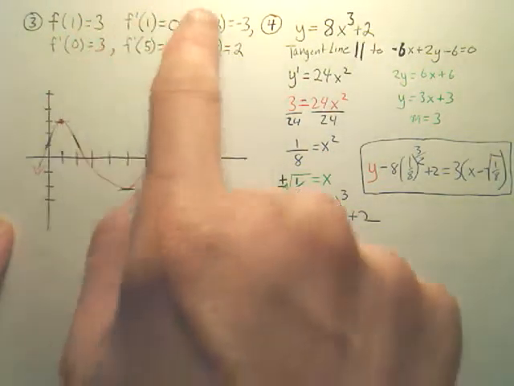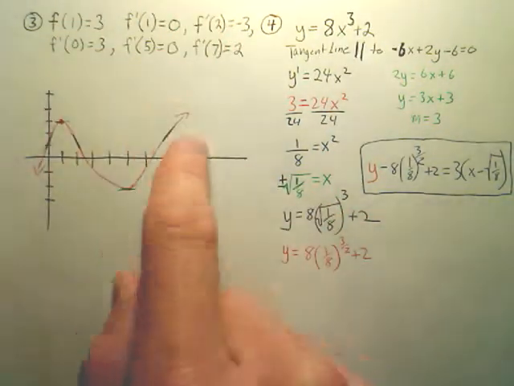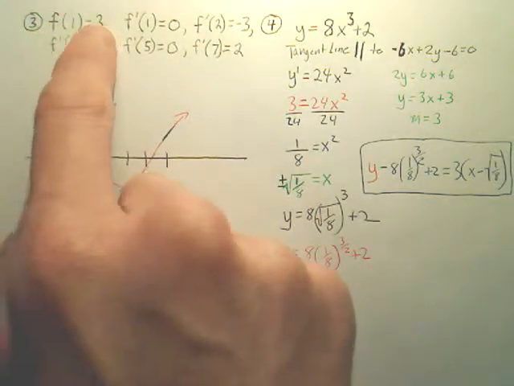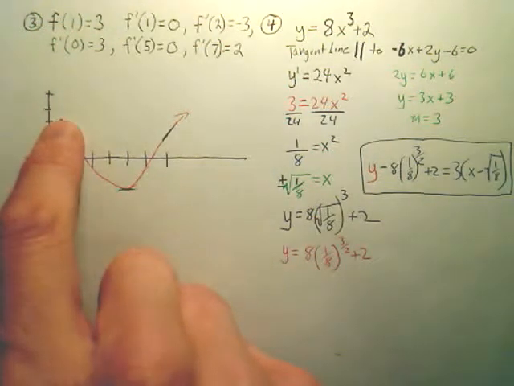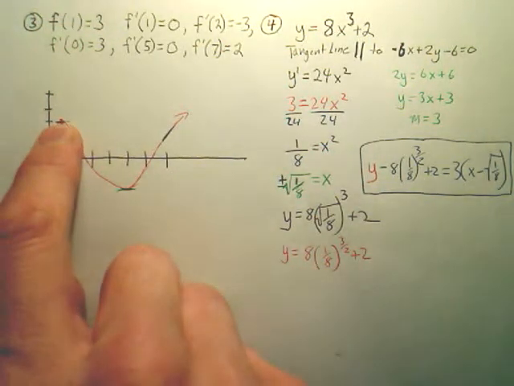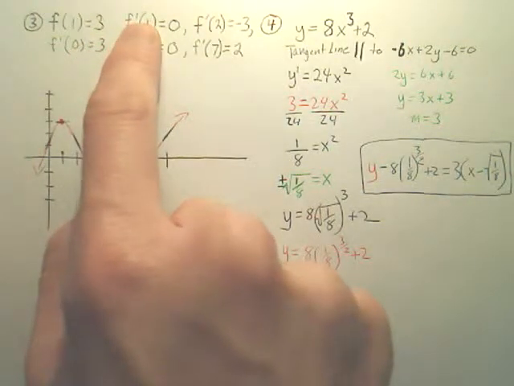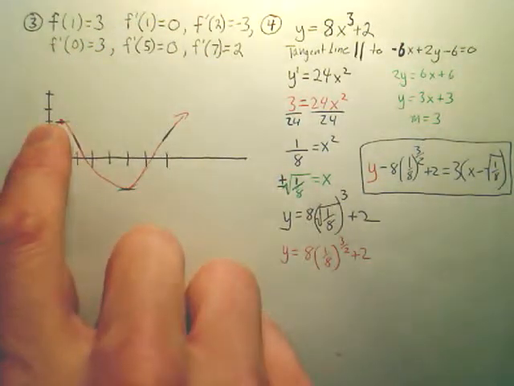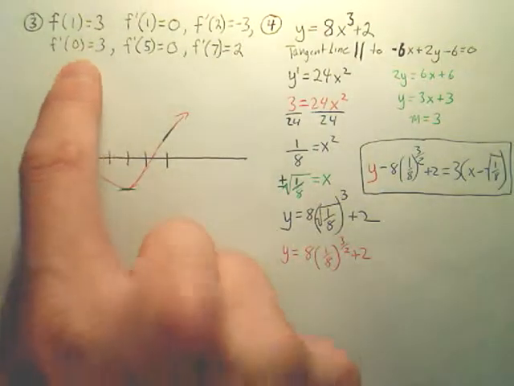For this one, all these characteristics are in this graph. F of 1 is 3. So at 1, I have a height of 3. That's the only coordinate I have for this graph. The slope at 1 is 0. So at this point, the slope is 0. So you have a flat green line.